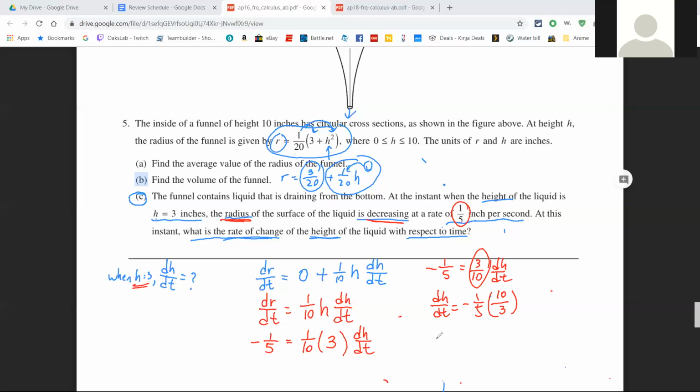And that's why the final answer is negative, which you can stop here actually. Well, if you want to finish it here, negative 2/3. And that's inches per second.